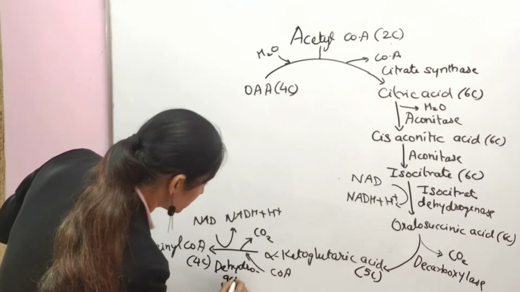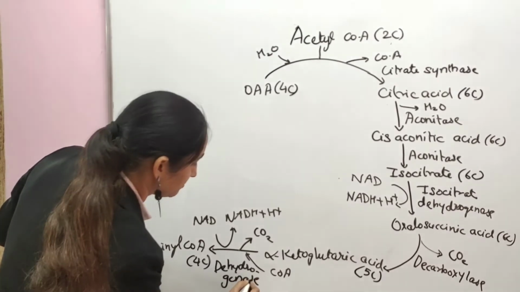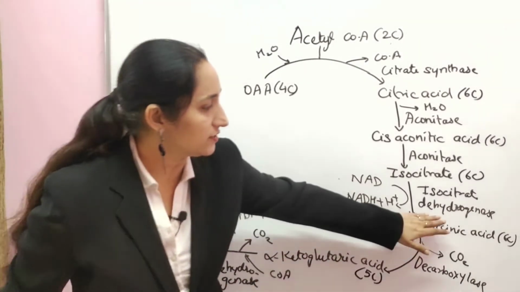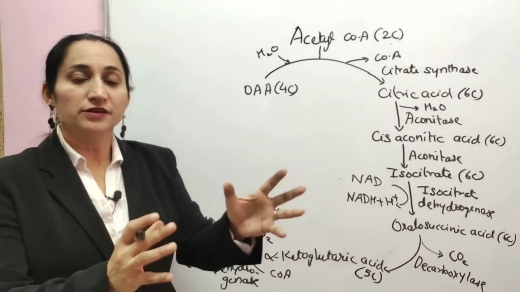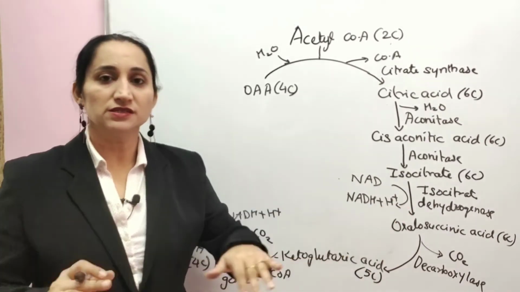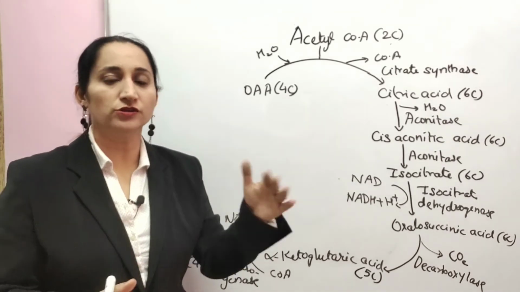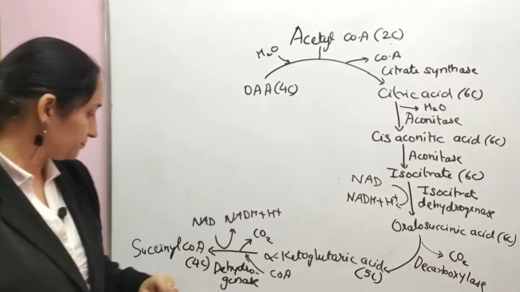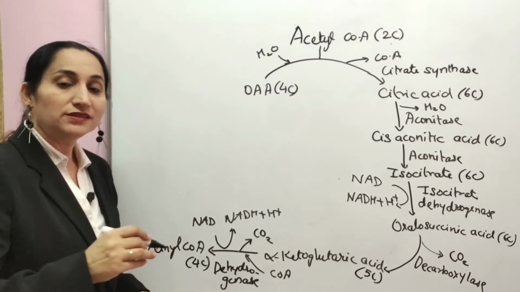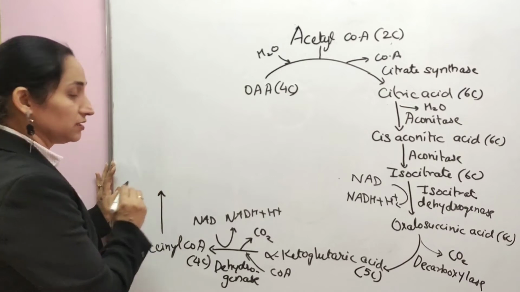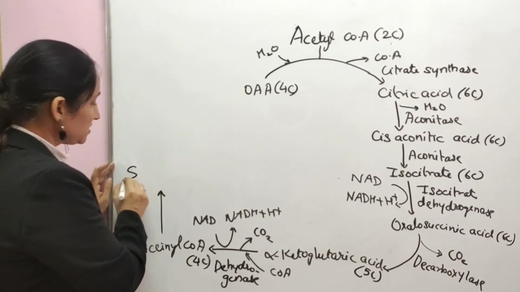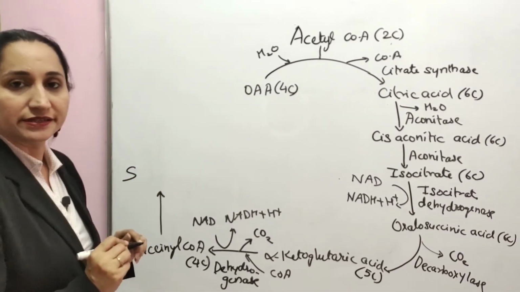What is the function of dehydrogenase enzyme? Here also dehydrogenase enzyme was used. Dehydrogenase enzyme actually removes hydrogen atoms instead of oxygen in oxidoreduction reactions. Now in the next step, succinyl coenzyme A will be oxidized to succinic acid.